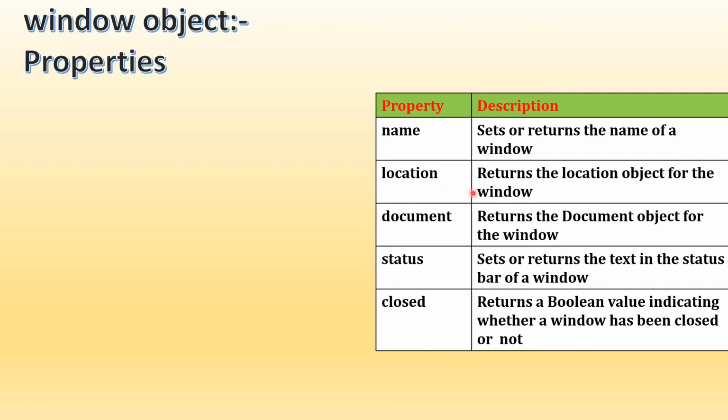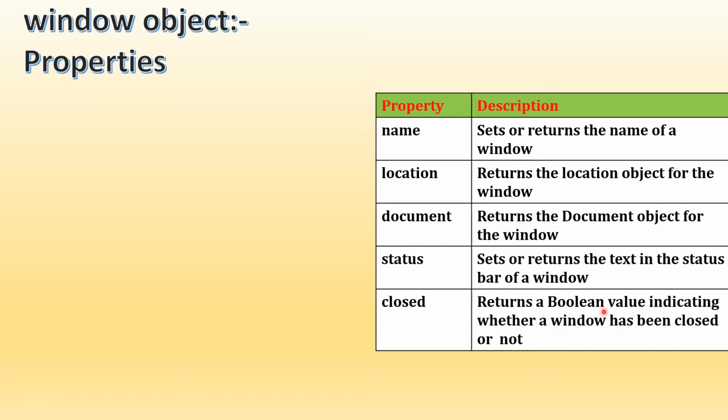Similarly, location. If you want to know the location of the current window, that is possible using window.location. Next is document. Document we have already learned when we learned the document object model. Window.document.bgColor is used to change the color of the document. Status is used to set or return the text in the status bar of the window. When you open Internet Explorer and want to display a text in the status bar, that can be done using the window object, that is window.status.